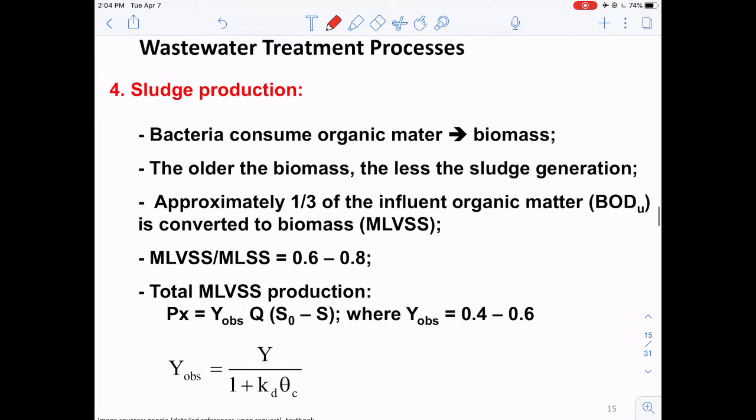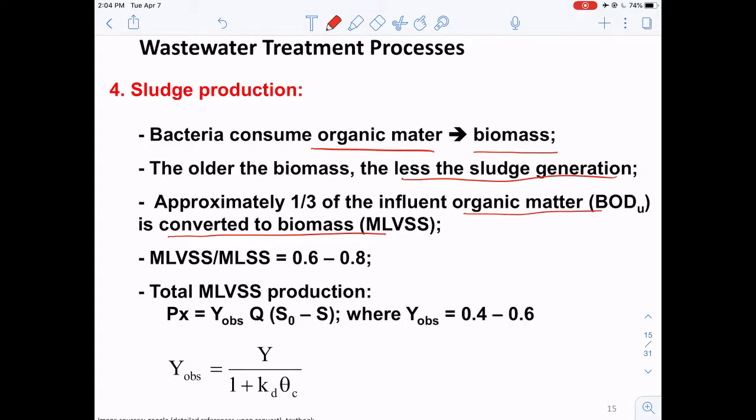Okay. So here is more detailed information on the sludge production. Basically, in the aeration tank, the bacteria will consume the organic matter and then convert it to biomass, which is solids. The older the biomass, the less sludge is generated. Approximately 1/3 of the influent organic matter, or the ultimate BOD, is converted into biomass.